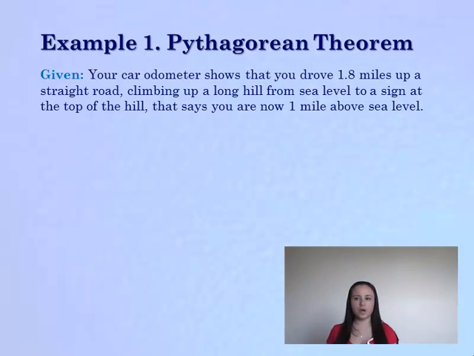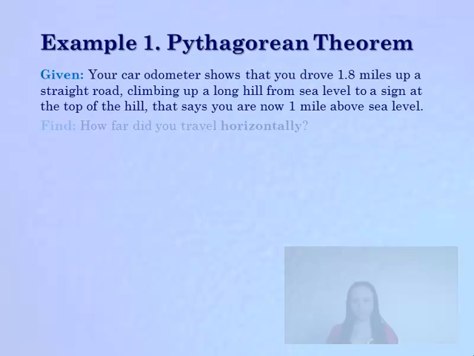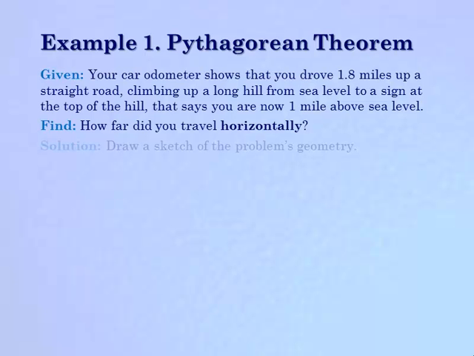So your car odometer shows that you drove 1.8 miles up a straight road, climbing up a long hill from sea level to a sign at the top of the hill that says you are now 1 mile above sea level. Well, it's probably hard to imagine that this is really happening, but let's say for the sake of this problem that it could really happen. So how far did you travel horizontally in order to get to 1 mile above sea level after driving 1.8 miles? So let's go ahead and draw a sketch of the problem.